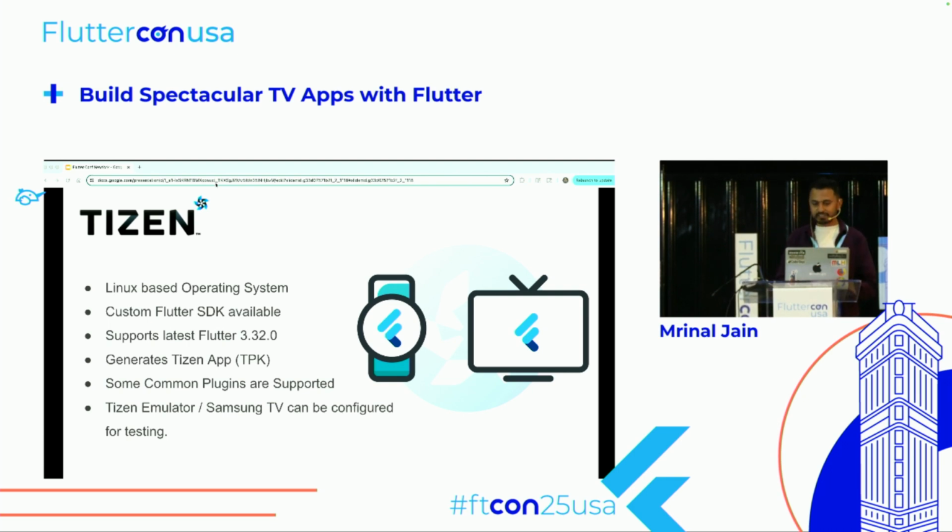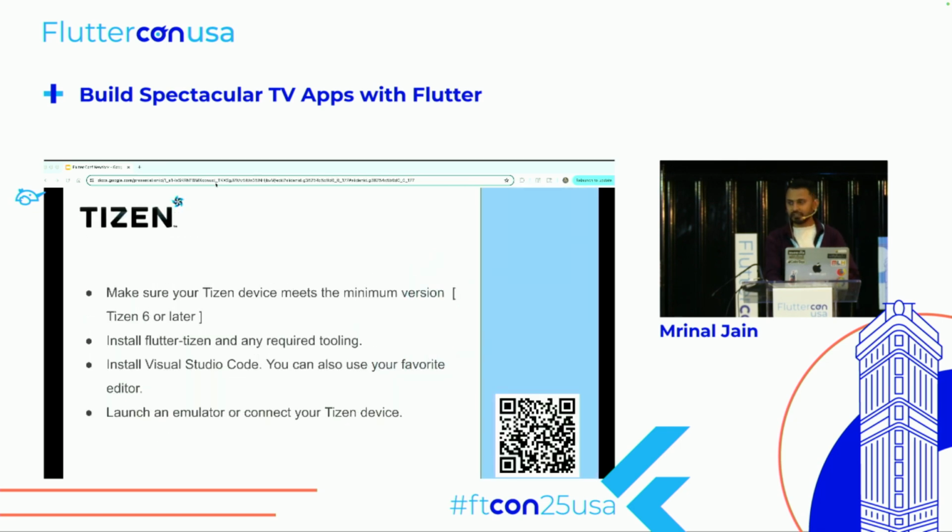Now, since we have to use a specific Flutter SDK for Tizen, we'll make sure that we learn about what all requirements are there for Tizen OS. The first requirement is that your Tizen device needs to have a minimum Tizen 6 version. That is the very first requirement. Second is that you need to install Flutter Tizen. They have an official SDK available on their GitHub repository. You can fork it and start using that.